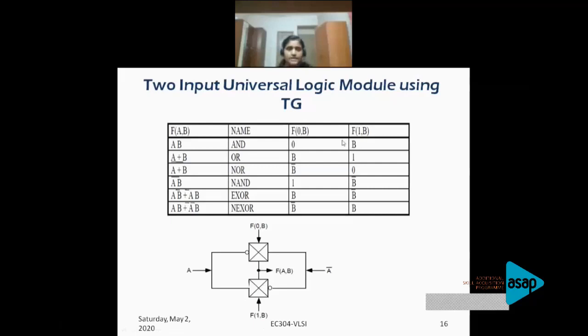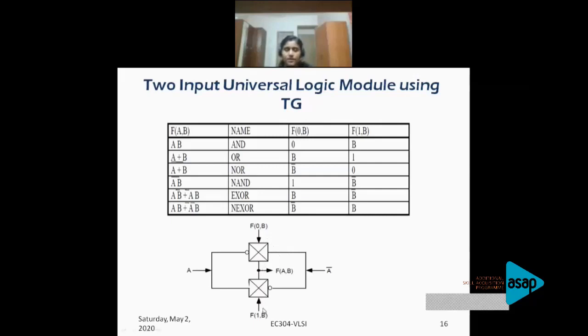Let's say we try to explain for the NAND gate. Okay, so for the NAND gate, f of 0 comma B is 1. This function value you should give as 1, and the second function value here you should give as B bar. So let's see what the function is. f of A comma B is nothing but 1 dot A bar plus, here what should you give?